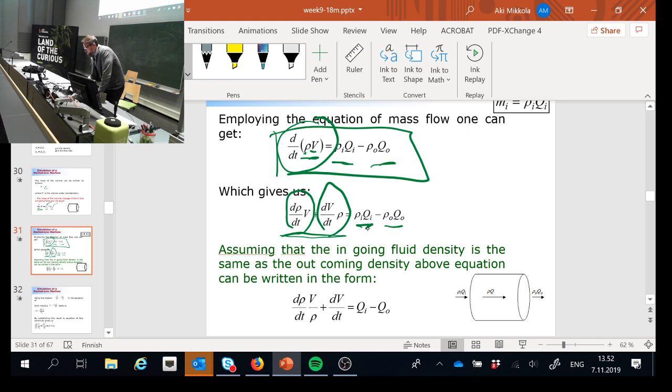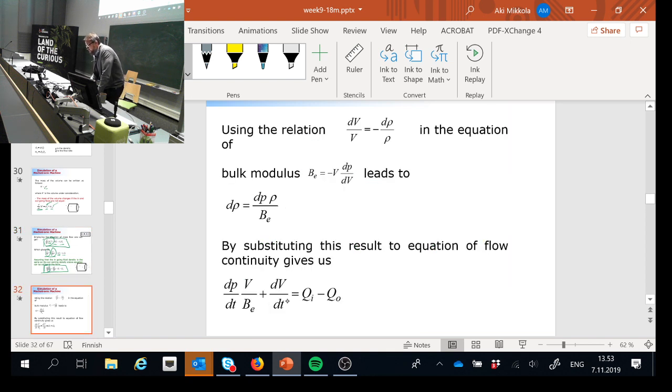Now, if we're going to assume that the density of ingoing and outgoing fluid is the same, if it is more or less the same material with the same density coming in and going out, it simplifies my equation and I can write my equation as it is shown here. And look at that. I'm getting close to being able to express my pressure. I'm going to manipulate this component, and then I'm good. I'm done with the job.